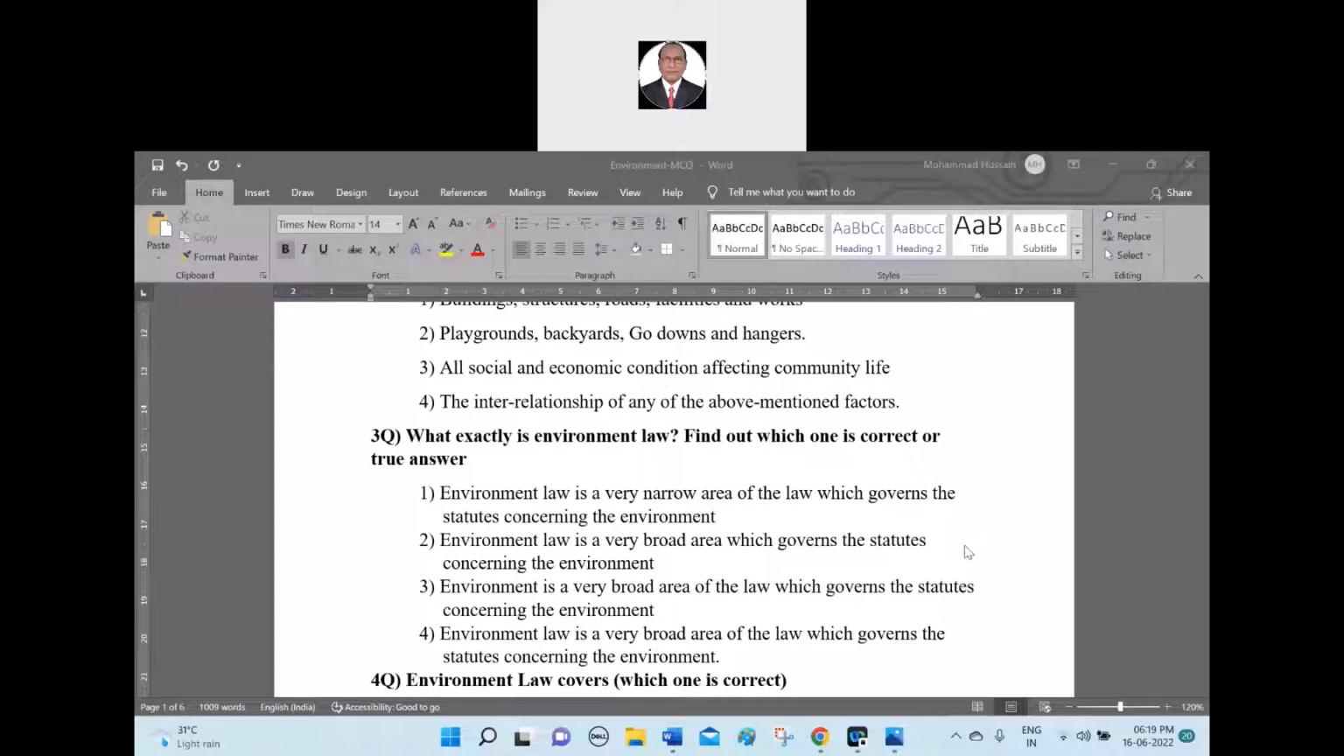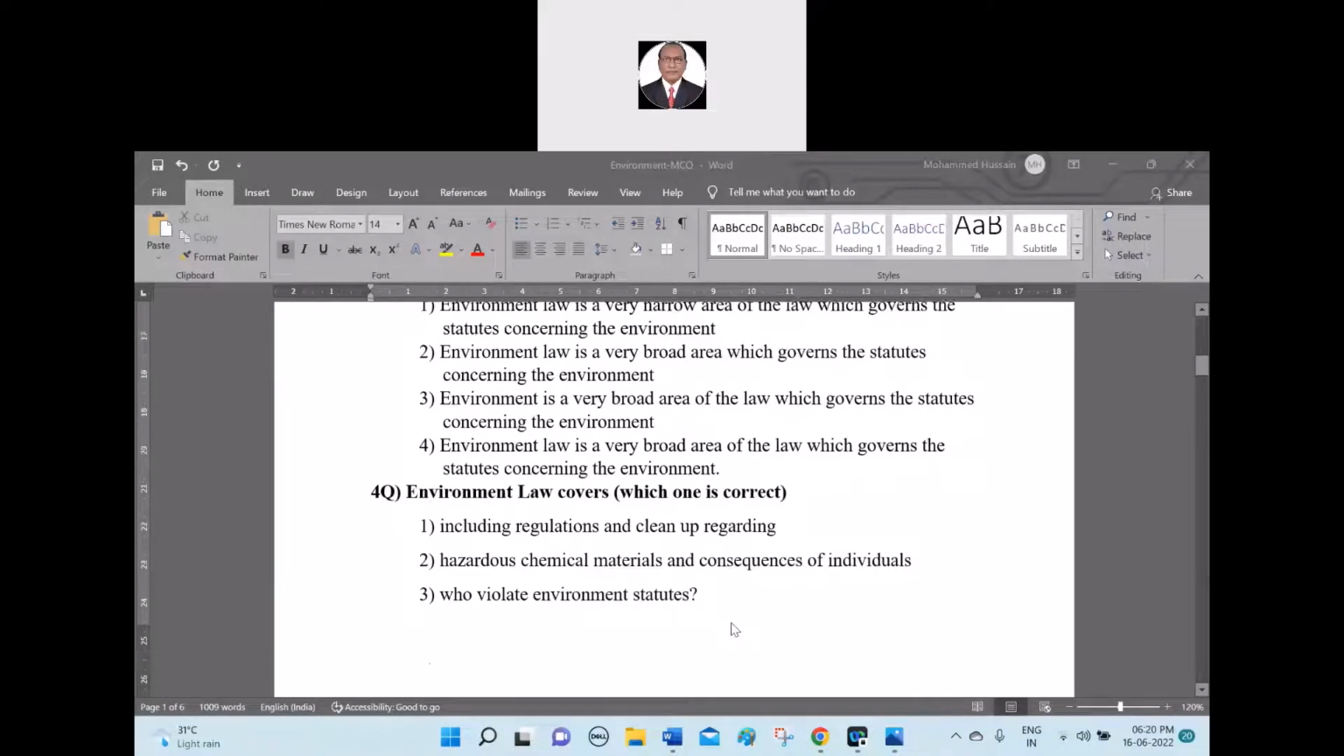See, if you happen to see, options 2 and 4, is the same or is any difference there? The exact answer may be: environmental law is a very broad area of the law which governs the statutes concerning the environment. The fourth one and the second one are the same, and hence the answer is the second one, because both are the same. Second and fourth are the right answer. The others are not right answers.